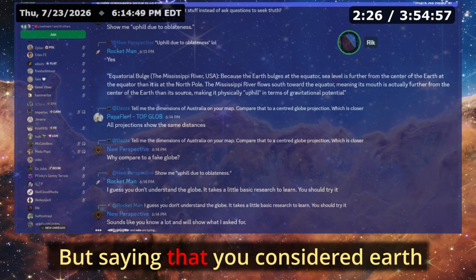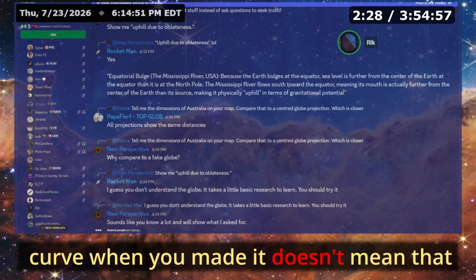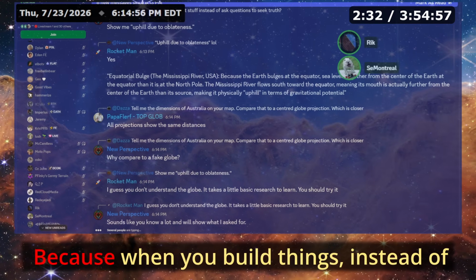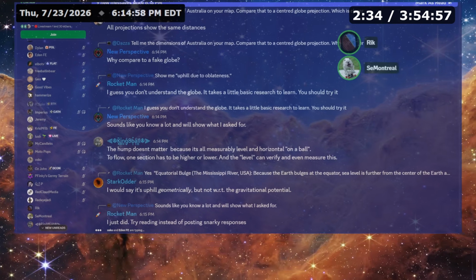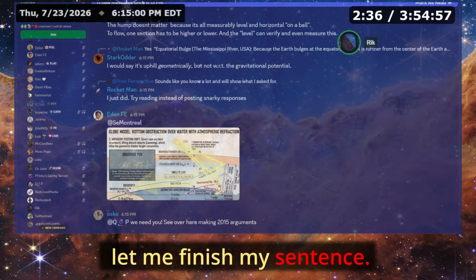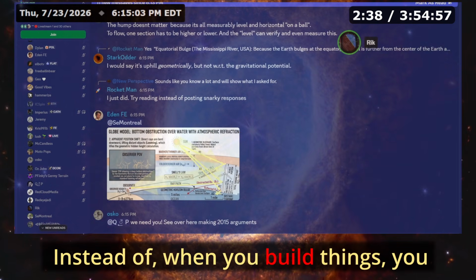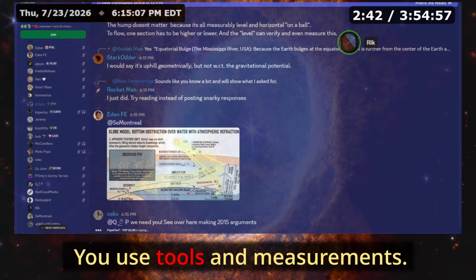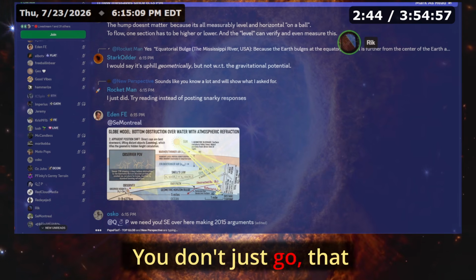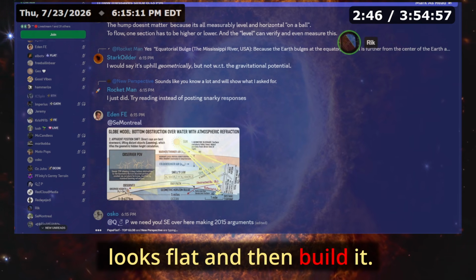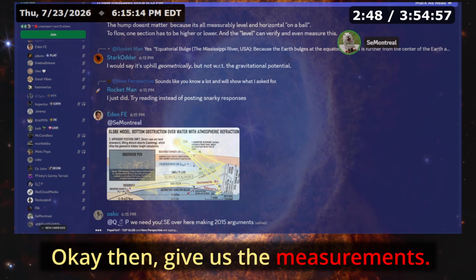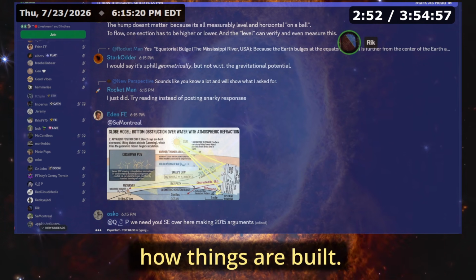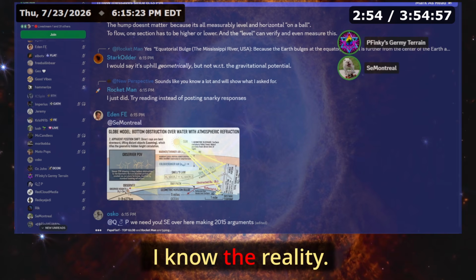But hang on, saying that you considered Earth curve when you made it doesn't mean that you can, quote unquote, see the Earth curve. Those are not the same things. Because when you build things, instead of interrupting me, you can let me finish my sentence. When you build things, you don't build things based on what you can see. You use tools and measurements. You don't just go, that looks flat, and then build it. Okay, then give us the measurements. I know nothing about what you're talking about. I'm just correcting your imagination of how things are built. It's not my imagination. I know the reality.